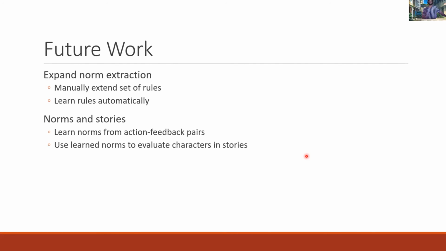And then looking at stories, learning norms from stories, so action feedback pairs, right? A character performing a behavior and then their parent or their friends responding in some way, and then using those learned norms to evaluate characters in stories. So you can imagine the system, after it's learned some norms, labeling characters as protagonists or antagonists based on how much they go contrary to norms, and then using that to do some story understanding and prediction.